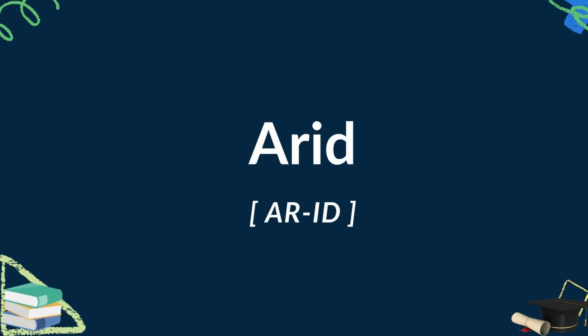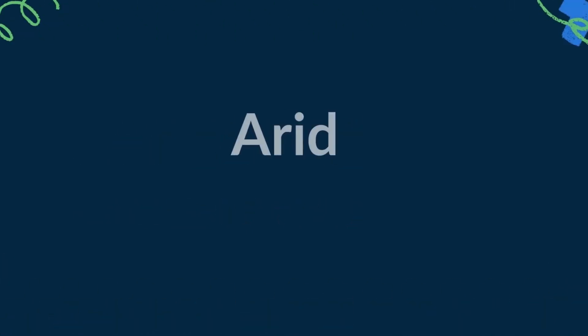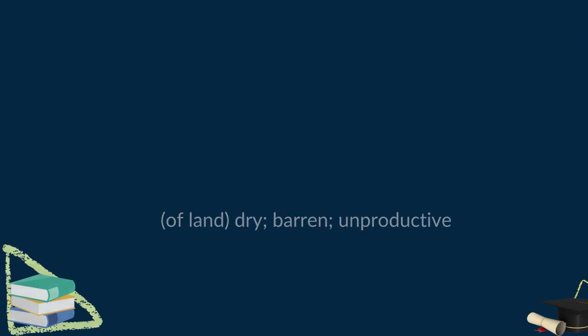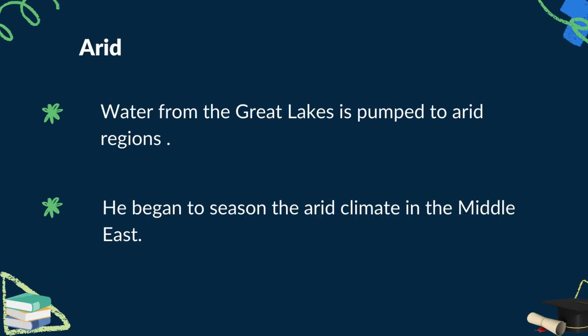The next word is arid. A-R-I-D. Arid. Arid means, of land, dry, barren, unproductive. Here are some ways you can use the word in a sentence. 1. Water from the Great Lakes is pumped to arid regions. 2. He began to season the arid climate in the Middle East.